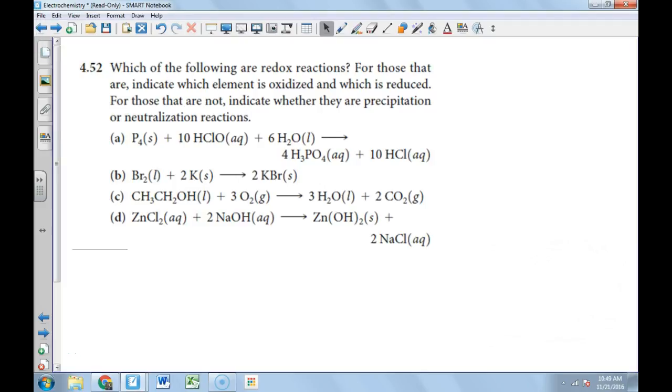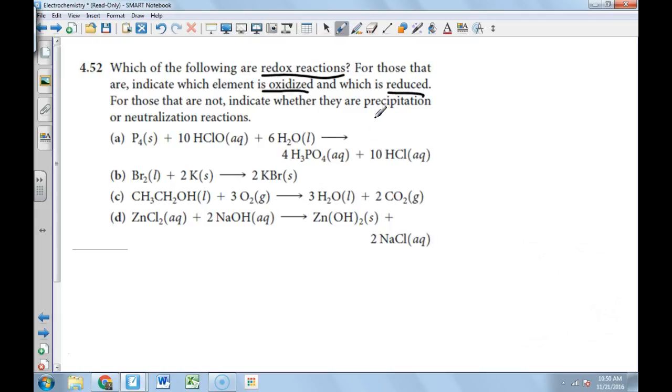Hey everybody, I wanted to go over partially question 4.52 in Brown, LeMay, Burdge, the textbook. In this case, it's asking which of the following are redox reactions. I wanted to give an idea how you can easily figure this out, and not only which are the redox reactions, but then figure out what's being oxidized and reduced.